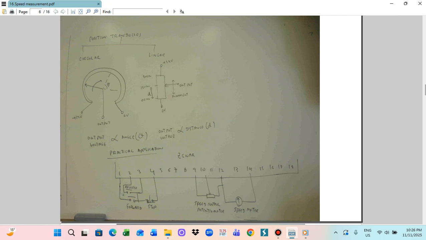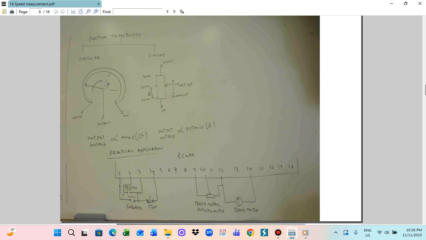We put the output position. We change the output position so we can produce the output voltage. So this is the circular type. In this case the position depends on the angle, so the output voltage is proportional to the angle, theta.